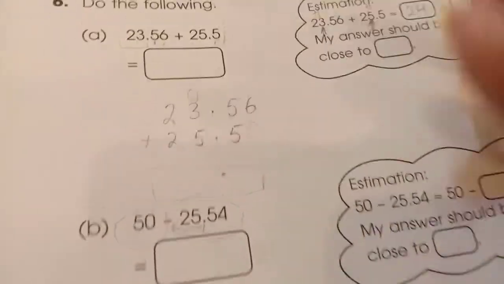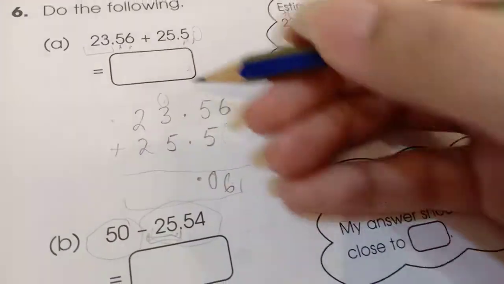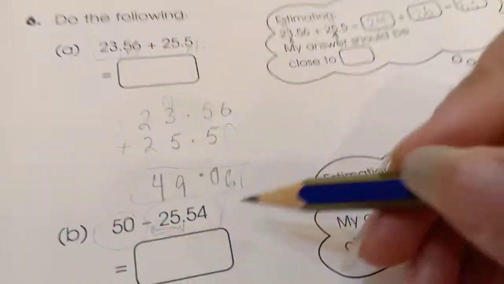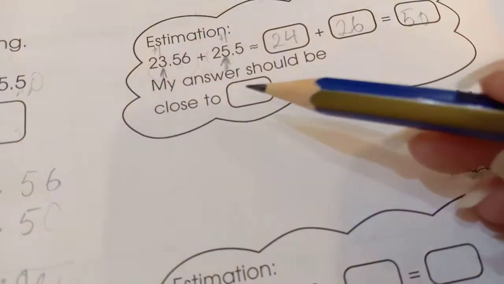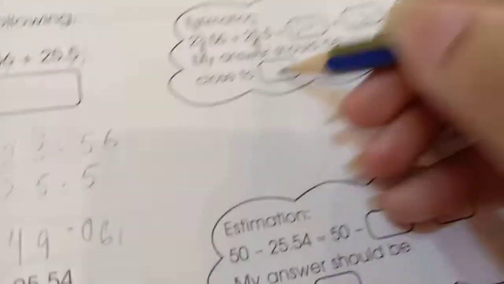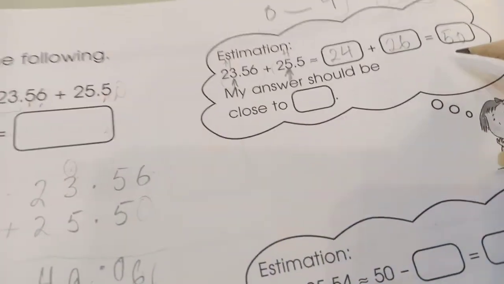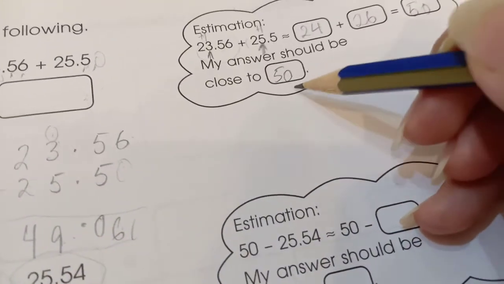So we will first find the answer. 6, 10, 9, and so our answer is 49.06, and the estimated value is 50. My answer should be close to the estimated value 50. Yes, it is close. 49 is quite close to 50. So my answer should be close to 50. My answer is close to this value.